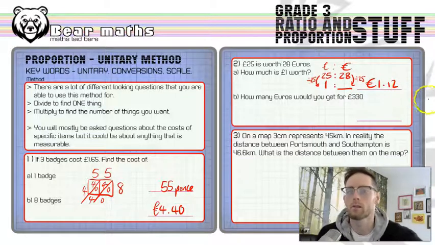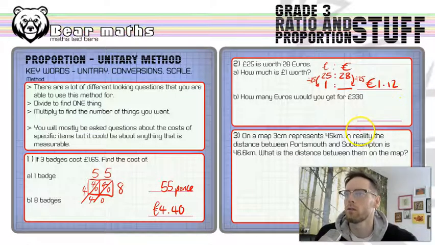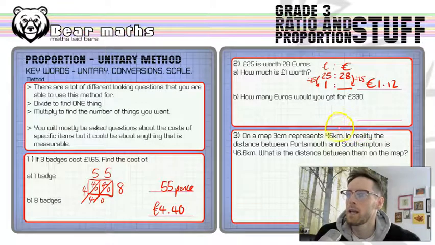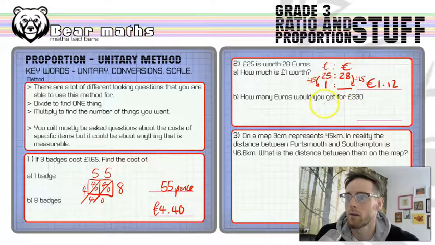Okay, but again, we don't need to put the cents on the end. 1.12 euros. Now in B, we've got to work out how many euros we'd get for £330. So what I can do is just continue with this ratio that I've written above. I could write down 330 here, right? Now to get from 1 to 330, I'd have to multiply by 330. All right, that gets me to where I need to be on this side, and then I'm just going to have to multiply this side by 330 as well.